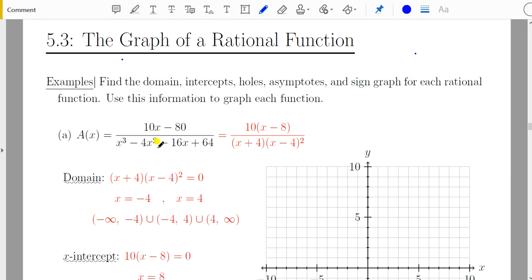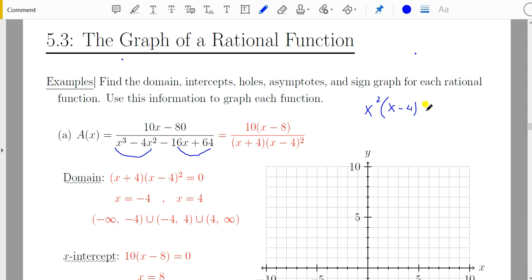For the bottom, we can factor by using grouping. So I can group the first two and also the last two terms together. Between the first two terms here, I can pull out the x squared. When I take out the x squared, I have x left here, and I have minus 4 for the second term. For the last two terms, I see 16 and 64. I can pull out 4.